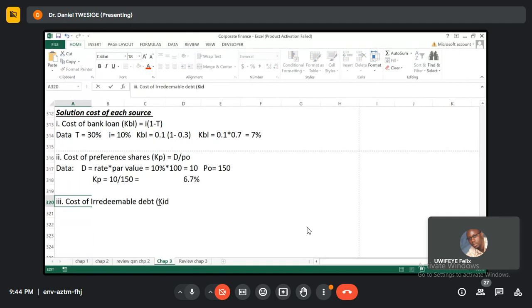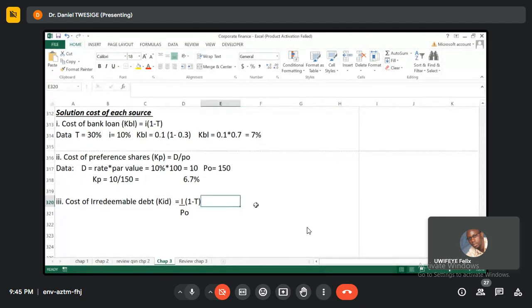My cost of irredeemable debt is equal to interest into 1 minus T. Then what I get, I divide by the current price. Now, the next, do I have this data in my question? Because I think one of the challenging aspects when it comes to this is to be able to get the data from the question. Do I have the data to feed this formula?